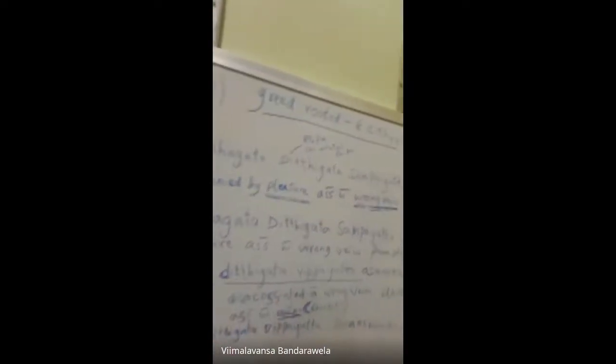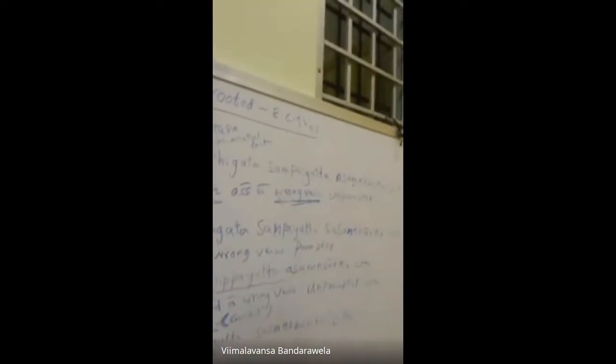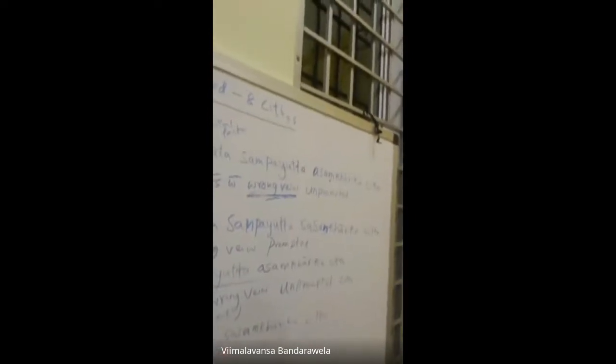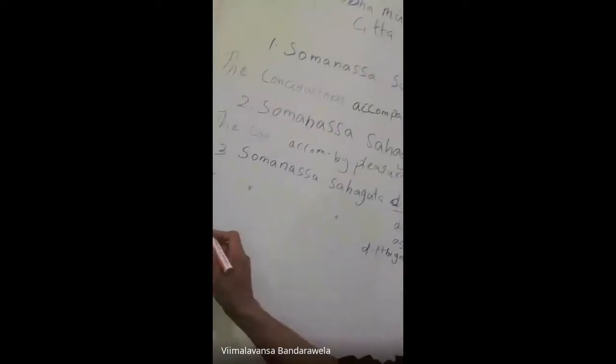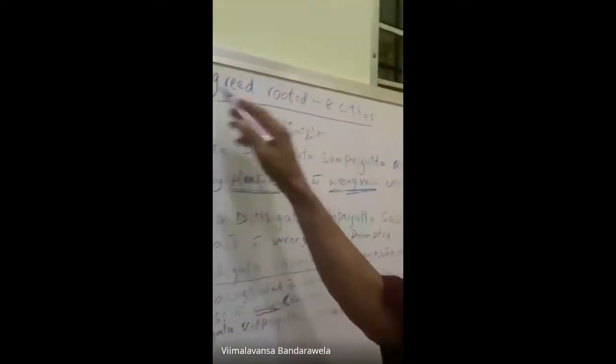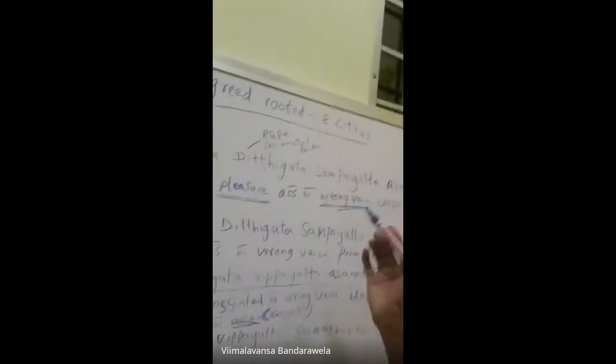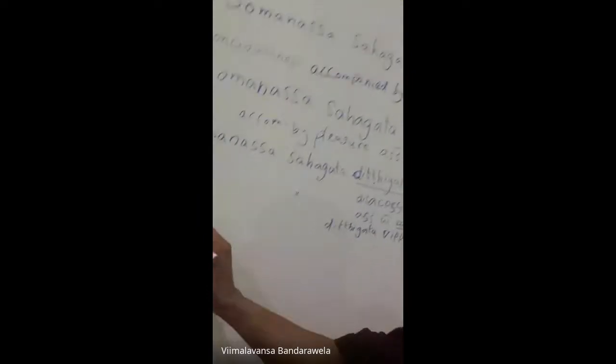The consciousness accompanied by pleasure, dissociated from wrong view, unprompted. Sorry, prompted here, right? Prompted here. Okay. Now, the fifth consciousness, for the lobha mula citta, or greed-rooted. Still, you have lobha. The other one is upekkha sahagata, right?